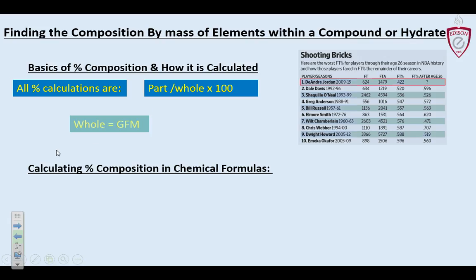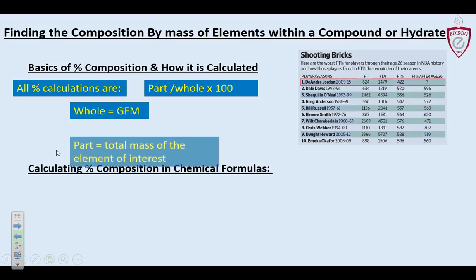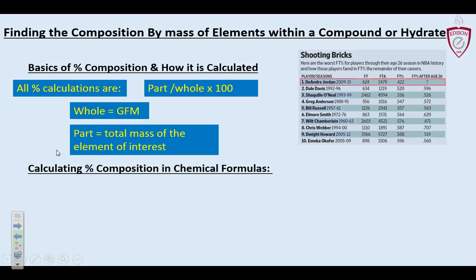Times 100. So in our case, for chemistry, the whole is going to be the gram formula mass, and the part is going to be the entire mass of the element in question. The whole, I will say, could also be the total mass of a sample, and the part would be the part that got heated away or consumed or used up. But in this case, percent composition, in the examples we're going to show you, gram formula mass is the whole and the part is each element within that compound.